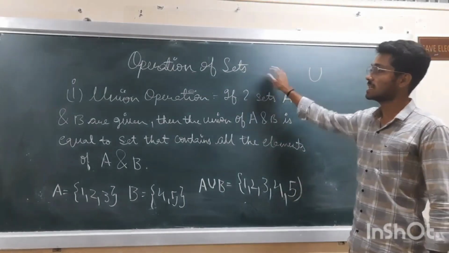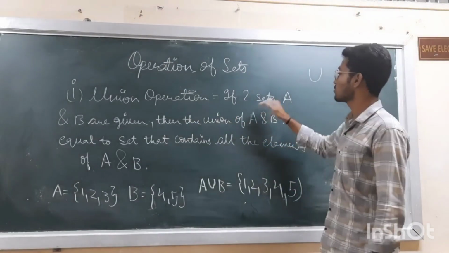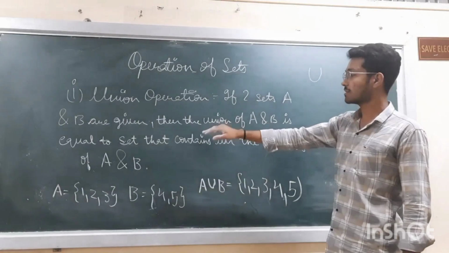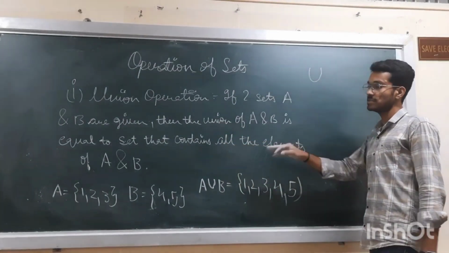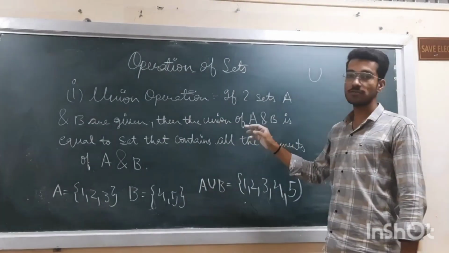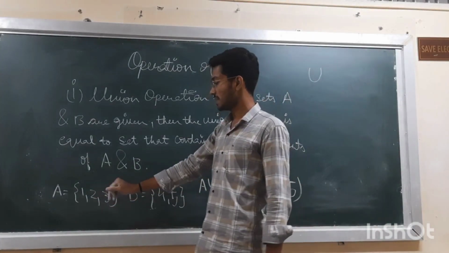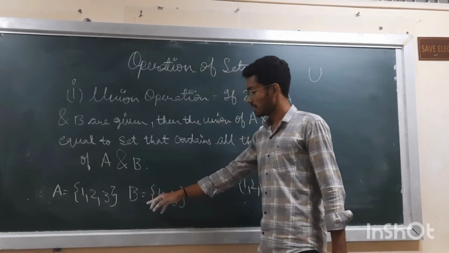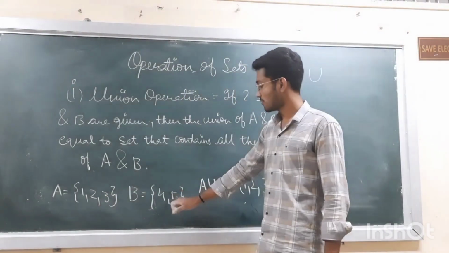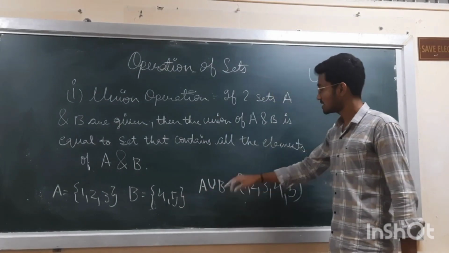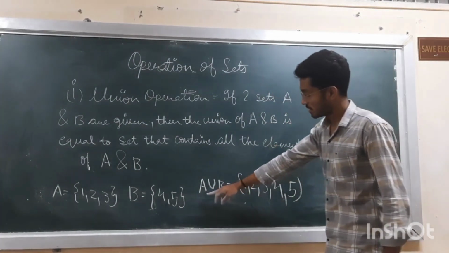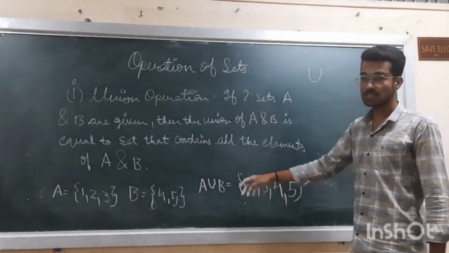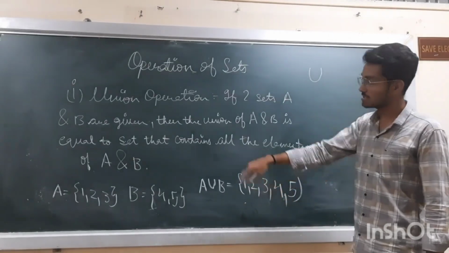So the first operation of set is the union operation. If we have two sets, set A and B, then the union of A and B is equal to the set that contains all the elements of A and B. For example, if we have set A which contains elements 1, 2, 3, and we have another set B which contains elements 4 and 5, then the union, which is denoted by this, A union B equals 1, 2, 3, 4, 5. So the set A union B will contain all the elements of A and B.